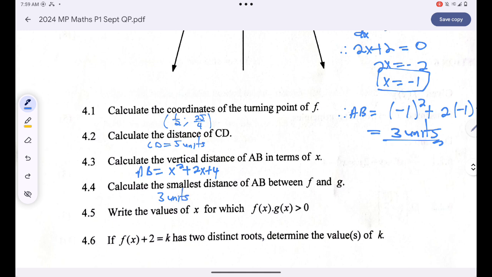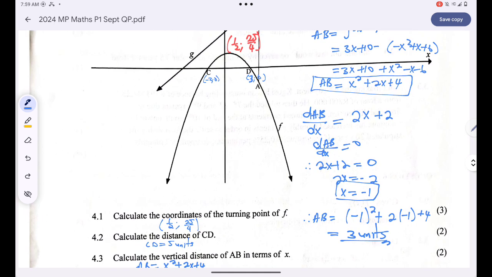Okay, now I'm looking for the values of x for which the product of both my graphs is positive. I'm looking for the values of x whereby both of my graphs are positive at the same time, or both of my graphs are negative at the same time. Why is that? Because, guys, I'm multiplying two things, and my answer is greater than 0. This simply means both of the things I'm multiplying are positive, or both of them are negative.